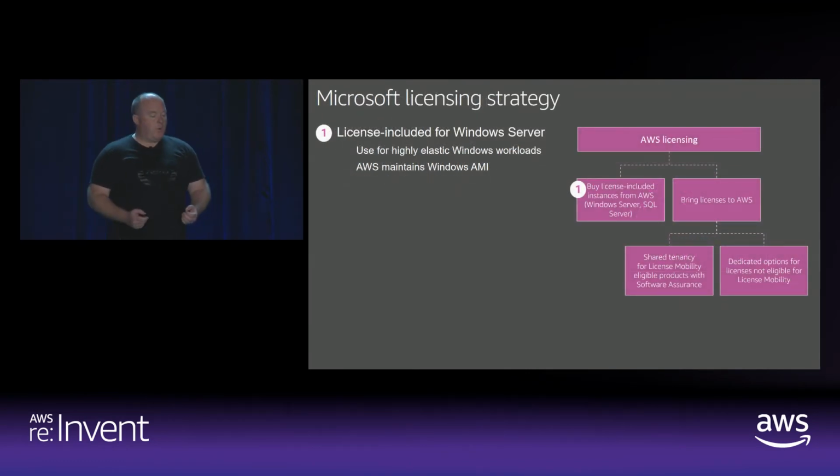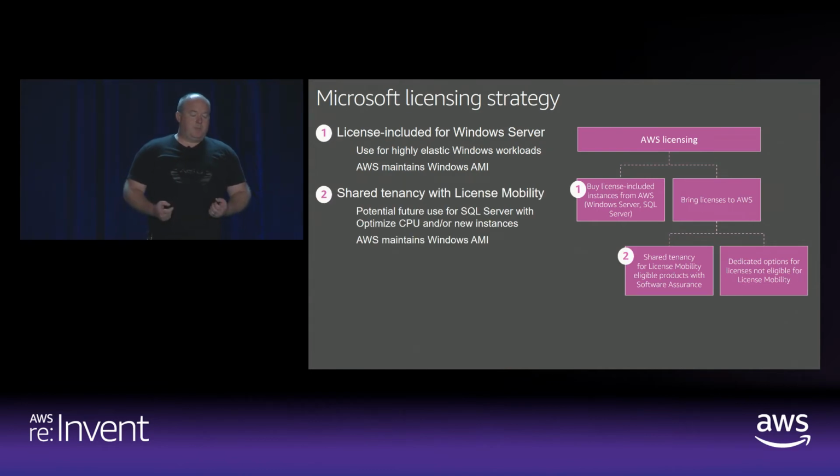From a Microsoft licensing point of view, for our elastic workloads, we use the license included option supplied by Amazon. License mobility makes the most sense for us when we optimize CPU with shared tenancy instances to control the number of virtual CPUs we need to license. This is future work for us.